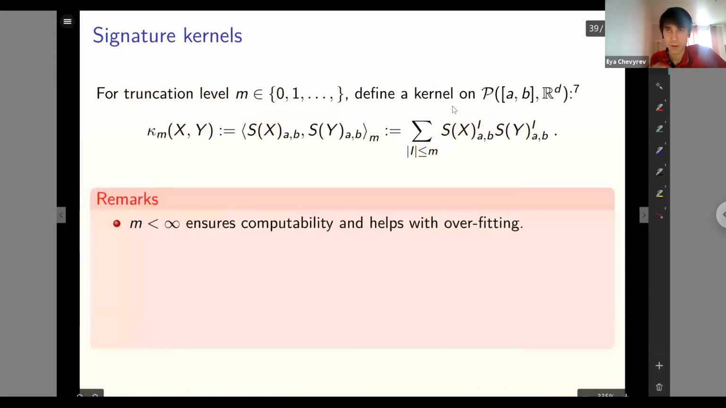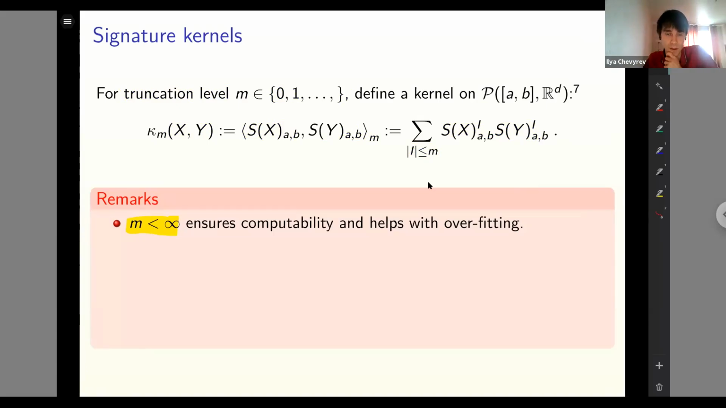Okay, a couple of remarks about this definition. Taking m strictly smaller than infinity, so that this is a finite sum, ensures, first of all, that this whole thing is computable, and secondly, it helps with overfitting.